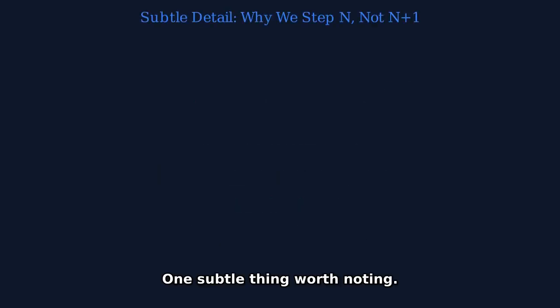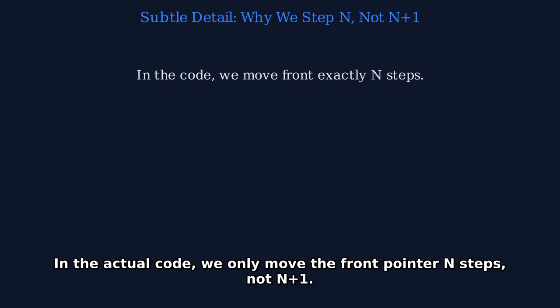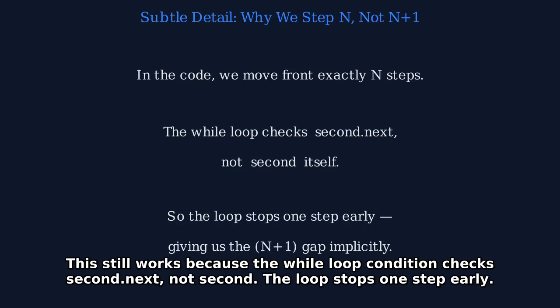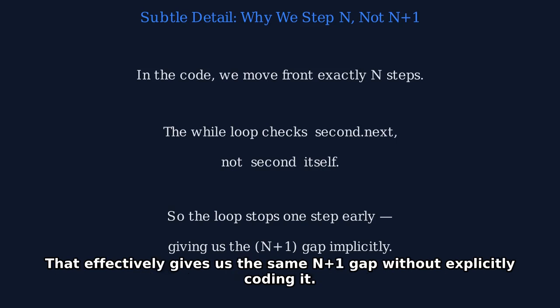One subtle thing worth noting, in the actual code, we only move the front pointer n steps, not n+1. This still works because the while loop condition checks second.next, not second. The loop stops 1 step early. That effectively gives us the same n+1 gap without explicitly coding it.